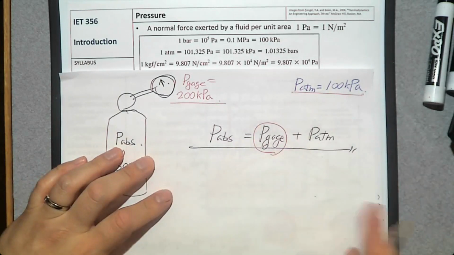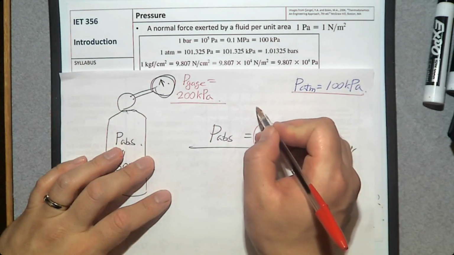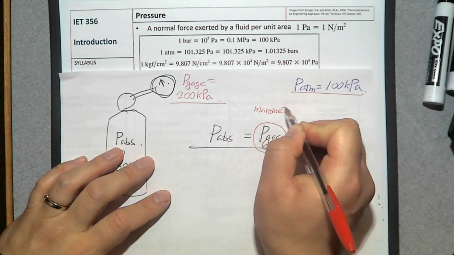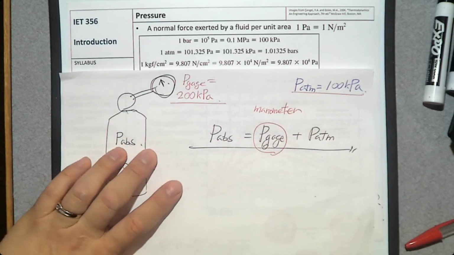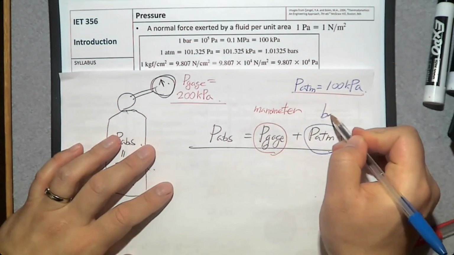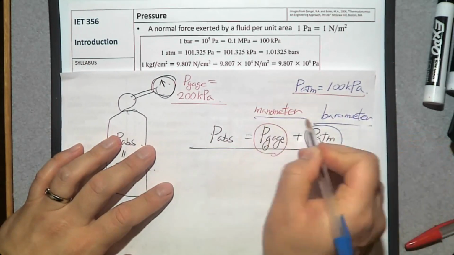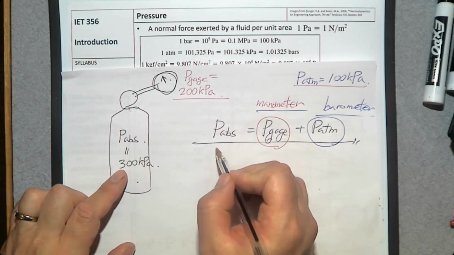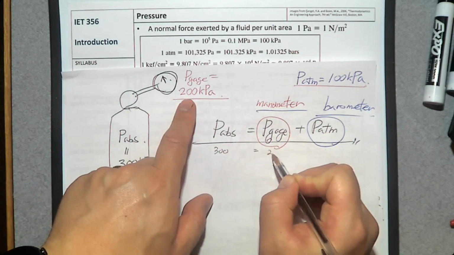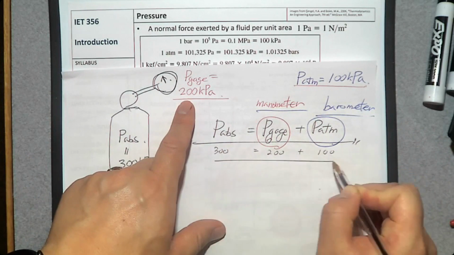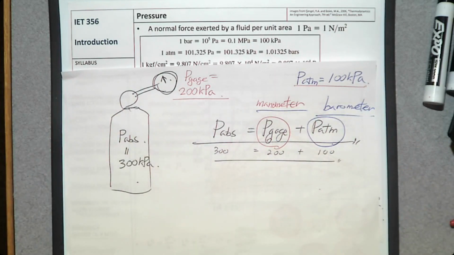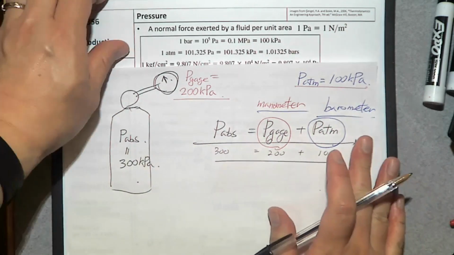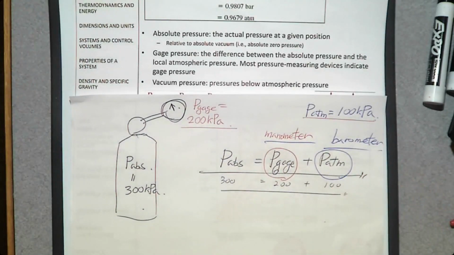The one that measures gauge pressure is called a manometer. The one that measures the atmospheric pressure is called a barometer. We are going to talk about how we measure with manometer and barometer later, okay? So if you put in all the numbers, 300 is 200 plus 100, which makes sense mathematically. No problem. So that's the end of the introduction.